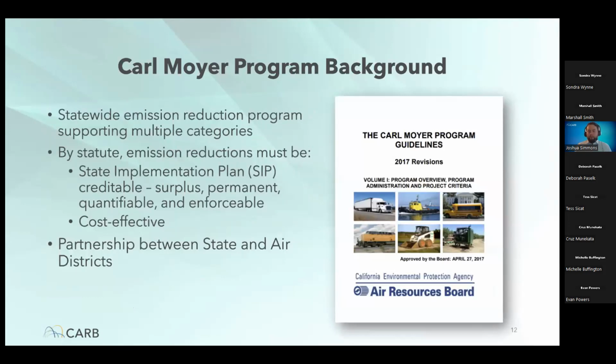The CARB Moyer program is a statewide emission reduction program that supports multiple categories. Categories have also been added over time. By statute, emission reductions must be creditable to the State Implementation Plan, commonly referred to as a SIP. This means that a project must be surplus to any regulation or rule, permanent, quantifiable, and enforceable. As alluded to in the last slide, projects must also be cost-effective.